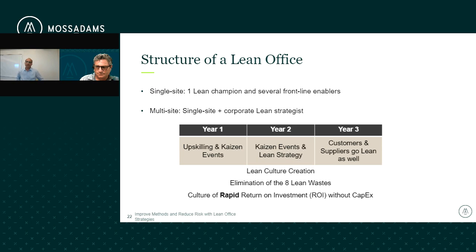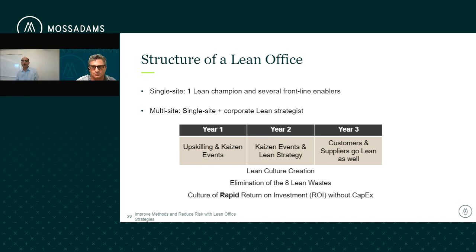And so the structure for a lean office: if you're a single site company, you have one lean champion and several frontline enablers. In a multi-site operation, you have a single site structure plus a corporate lean strategist. It does not have to be one person, it could be 2 or 3. From there, the Hoshin develops and goes down to all the other sites, where the Hoshins are executed. And typically culture change takes 3 years. Depending on the literature you read, it takes anywhere from 3 years to 10 years.